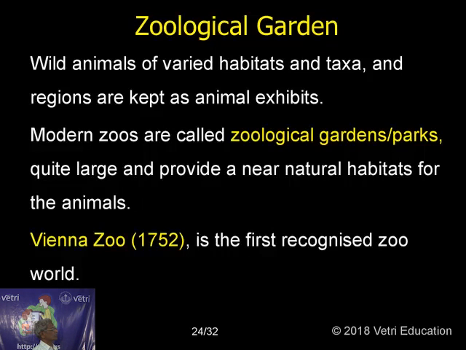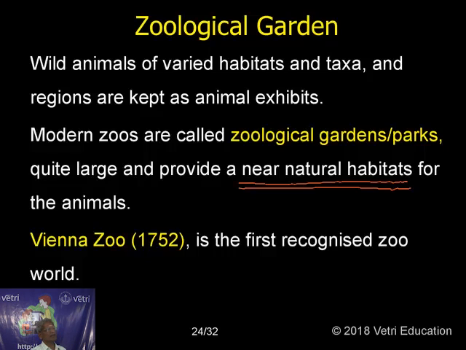Zoological gardens or zoological parks, you call them. Wild animals of varied habitats, taxa and regions are kept as animal exhibits. Modern zoos are called zoological gardens or parks, quite large and providing a near natural habitat. This was what I was remarking just a few minutes back. In the olden days, about 100 years back, we used to keep the animals in cages.